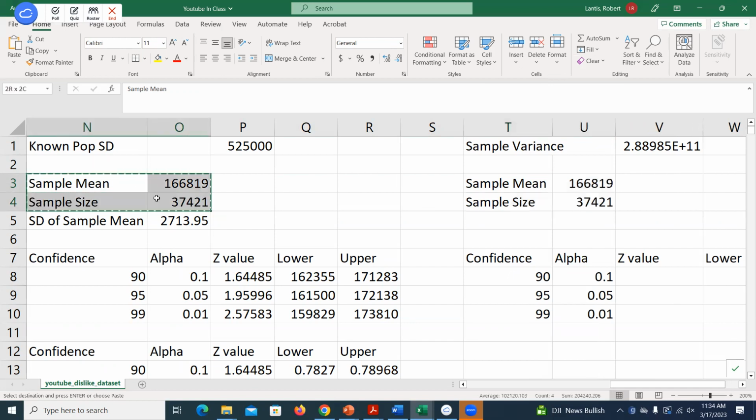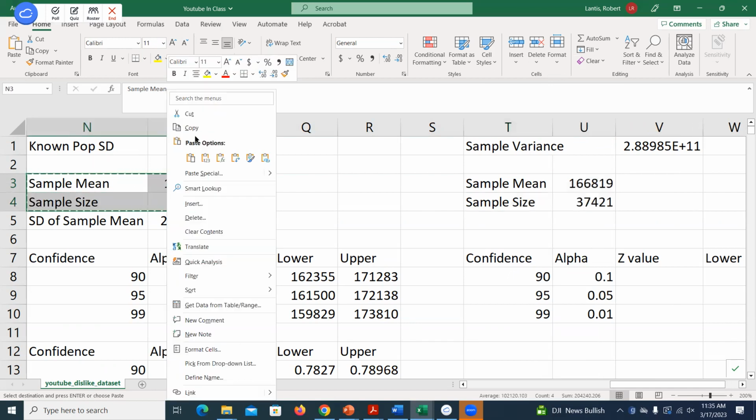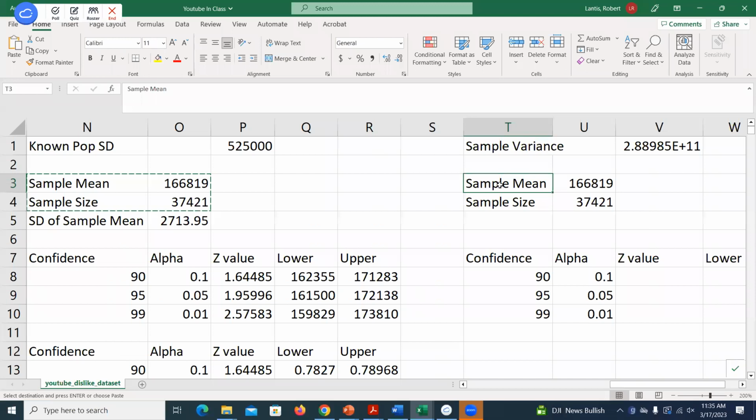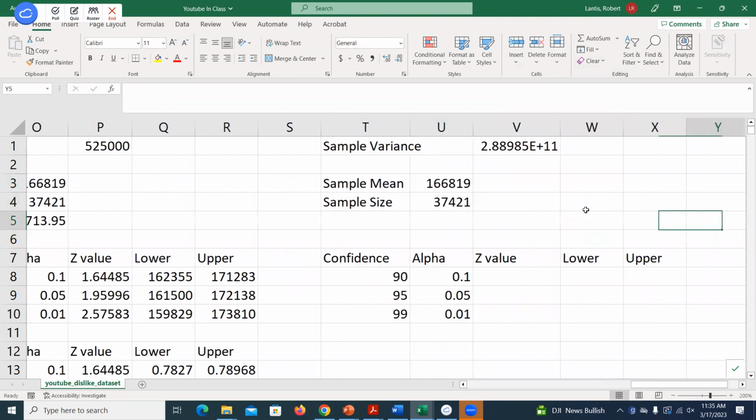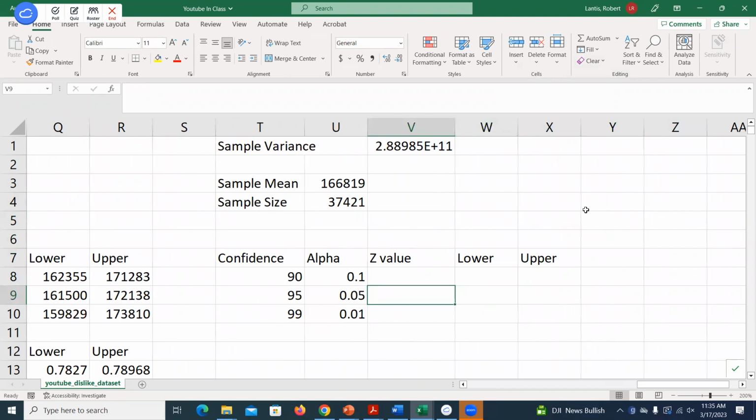One nice trick in Excel: if I copy, when I go to paste, if I just want the values, there should be another option there. So I can just paste those values. Or if I didn't want to be lazy, I guess technically I could have just copied and pasted the labels and said, here's my sample mean, here's my sample size, right? However I want to do it, I'm just trying to get it so that I don't have to keep scrolling over. So what's going to be different, right?